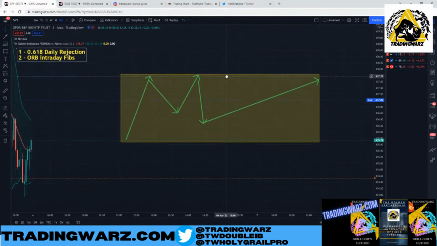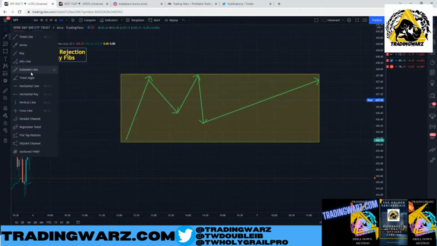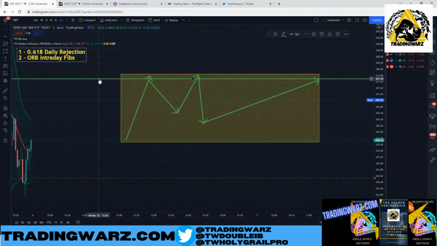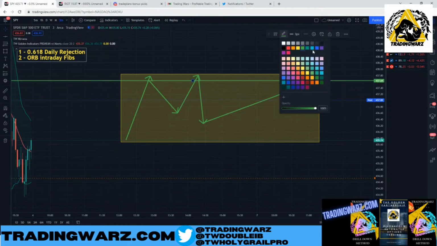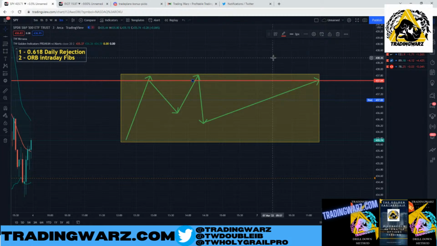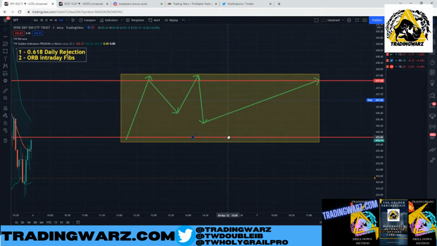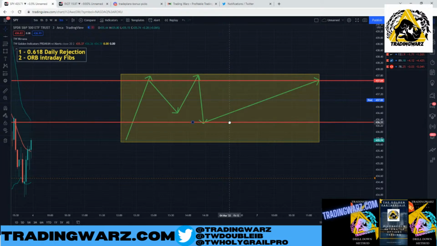So this is the range. Let's just say this is the previous day's range. All right. So this is how we traded. And now I'm going to draw a few lines. So we have this line here. Let's make this red. And this line here, let's make this red. So let's just say something like this.